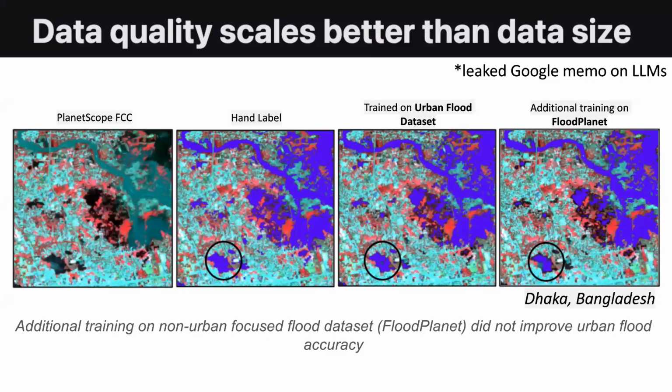Yes. And so one thing that we find is that data quality scales better than data size, which was kind of the Google memo on large language models. We actually did an experiment, because I mentioned there were a lot of data sets, right? So we tried to not just use the urban data set to train the model, but also add other data sets like PlanetScope and the permanent water. But what we found is that after adding the other data sets, the result never got better. There was always about a 1 or 2% decline in the performance.